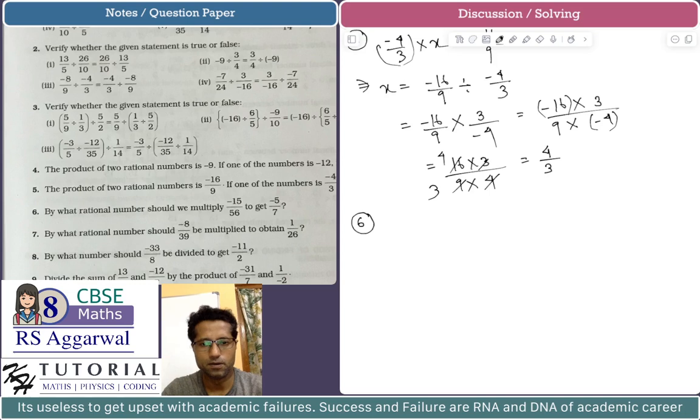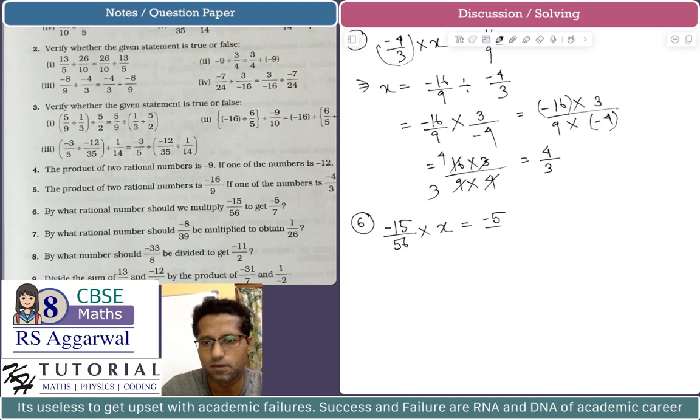By what rational number should we multiply minus 15 by 56 to get minus 5 by 7? So let the rational number be X. From the given problem statement, if you multiply minus 15 by 56 with the rational number we have assumed to be X, we get minus 5 by 7. So this is the mathematical statement. Now we have to find X.